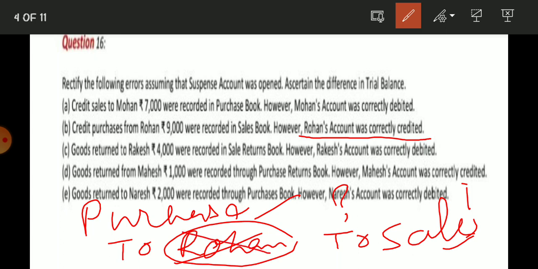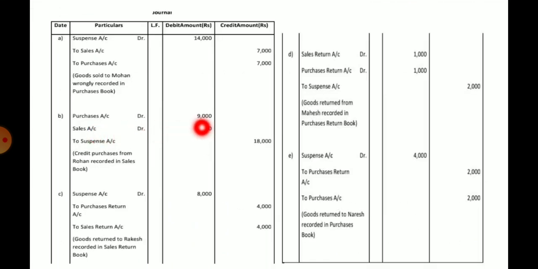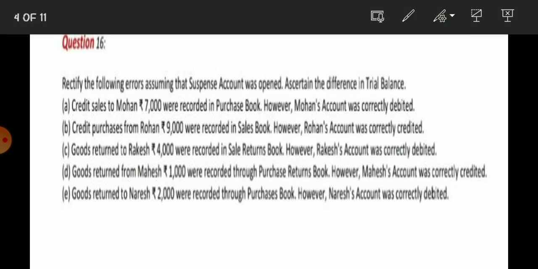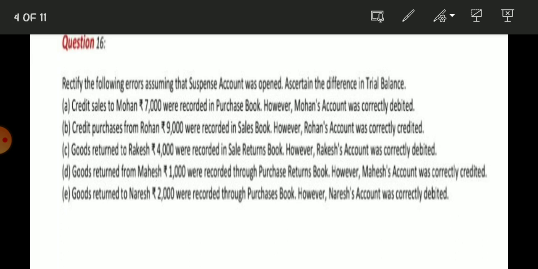So what will be the entry in the books of account? Let's see. Purchase account debit, sales account debit, to suspense account. Okay. Now another entry is goods returned to Rakesh 4,000 were recorded in the sales book. Goods returned, it will be the sales return; goods returned to, it will be the purchase return. You return the goods, so it will be the purchase return, and it is wrongly entered into the sales return book. Okay, but Rakesh's account is correctly debited.